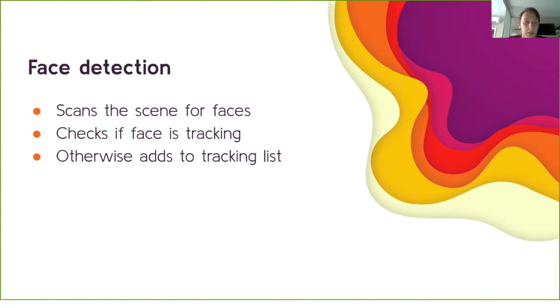So how does the face detection work? Basically, we get the view from the camera. It just scans the scene. The view is called the scene, and it scans the scene for faces. If this face is already in the tracking list, nothing happens. Otherwise, we add the new face to the tracking list. If the face is already in the tracking list, that's quite good for us because, as you have heard in the other presentations, it deals with motion, so we can better estimate where the face is now.